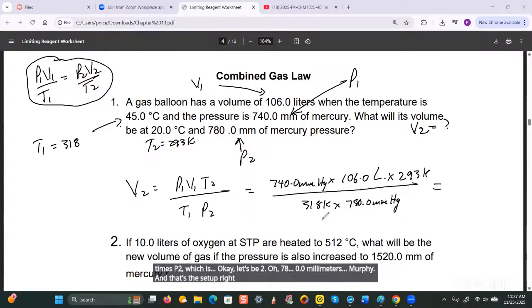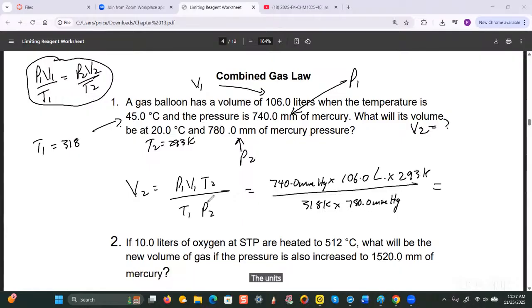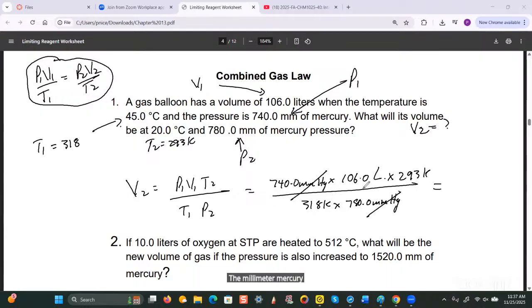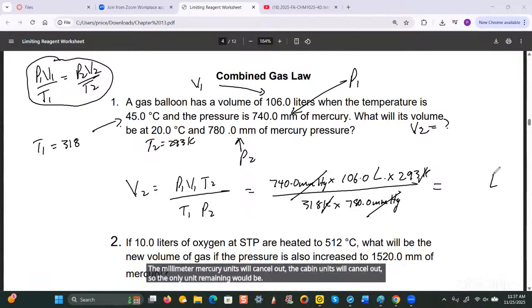And let me just say, and I probably should have said this earlier, whenever you're doing these problems, make sure that you include the units when you're doing your setup, right? The units will be a part of the whole process, okay? The reason that's important is so that you can see which units will cancel out. As you can see in this case, the millimeter mercury units will cancel out, the Kelvin units will cancel out. So the only unit remaining would be the liters unit, right?